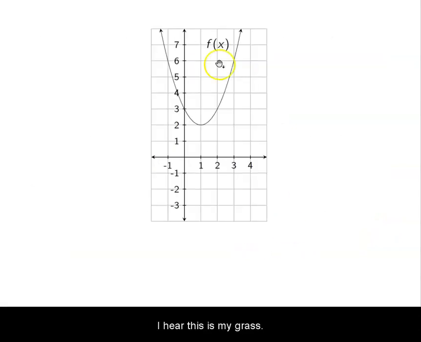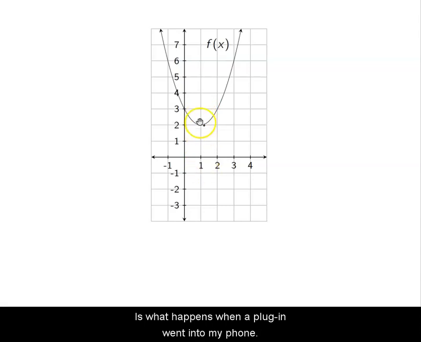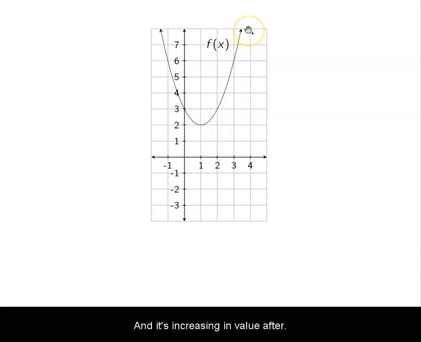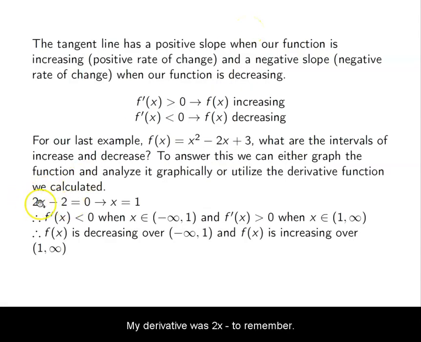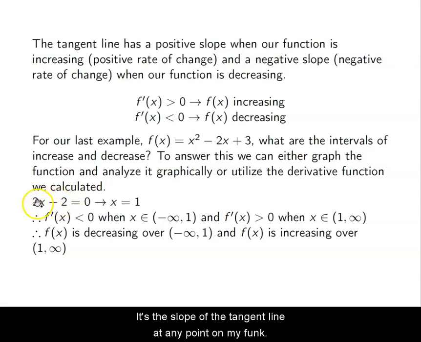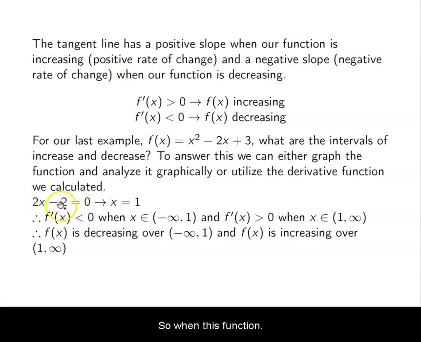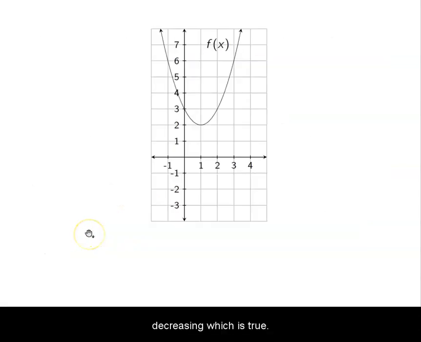Okay, so here, this is my graph. This is the point 1. Okay, this is what happens when I plug in 1 into my function. Notice that my function is decreasing in value until I hit 1. And it's increasing in value after 1. Right? My derivative was 2x minus 2. Remember, this function is not the tangent line equation. It's the slope of the tangent line at any point on my function. So, when this function is negative, which is in between negative infinity and 1, my function will be decreasing, which is true. Okay, so here's my derivative function.